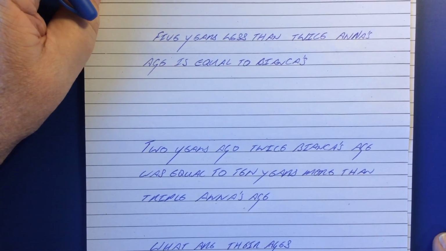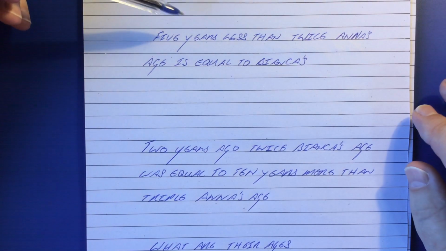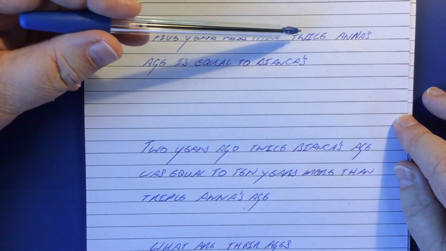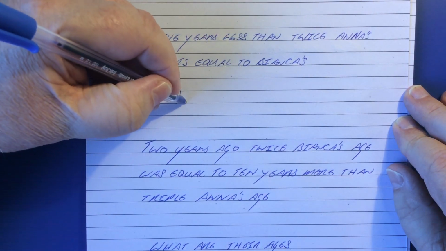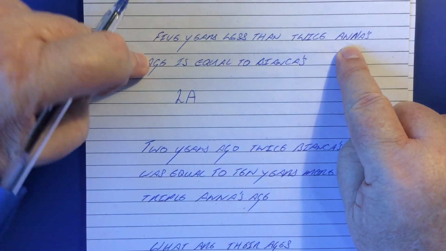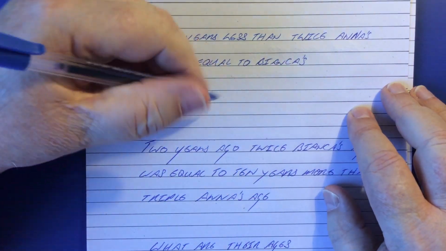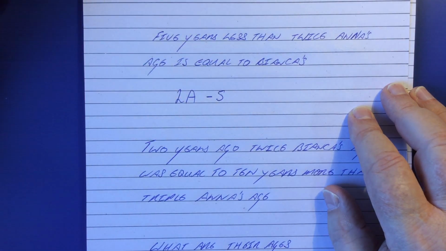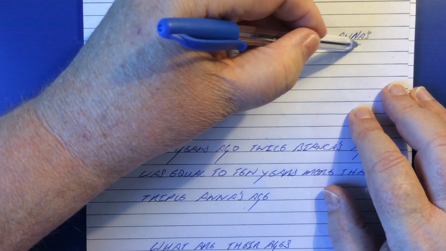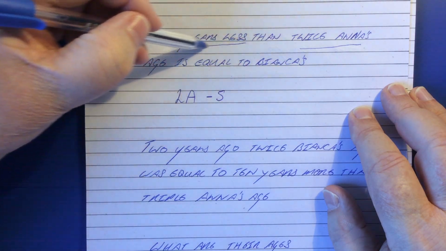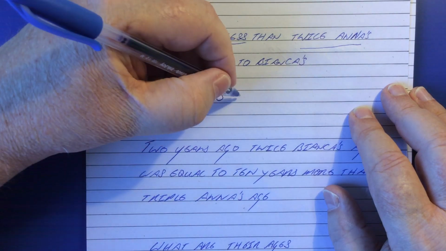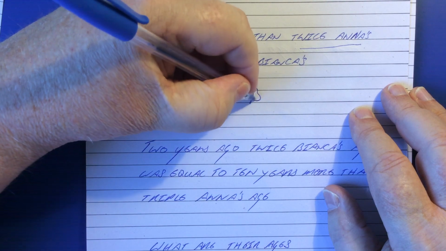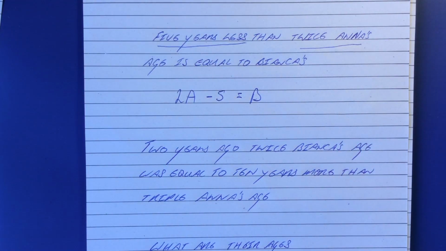Okay, so let's deal with the first one first. 5 years less than twice Anna's. Well, let's start with twice Anna. We'll just call her A. 2A, that is twice Anna's age. And 5 years less than that is minus 5. If it were 5 years more than that, it would be plus 5. Now that is equal to Bianca's age. So that's our first equation, and that's nice and simple and kind of straightforward.